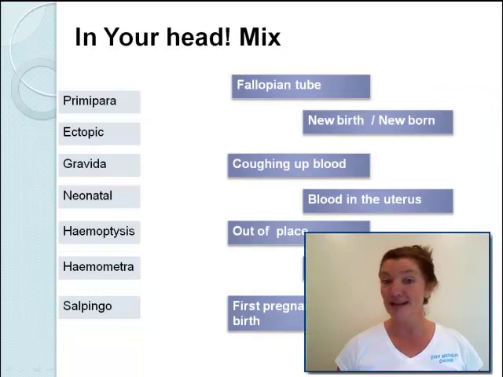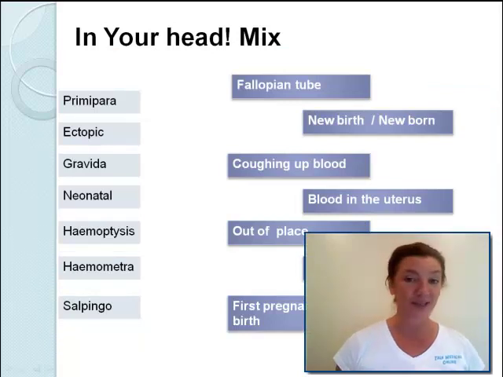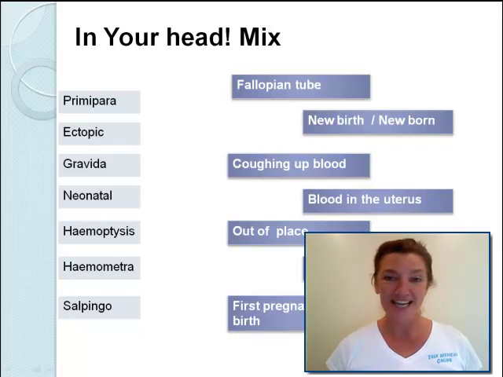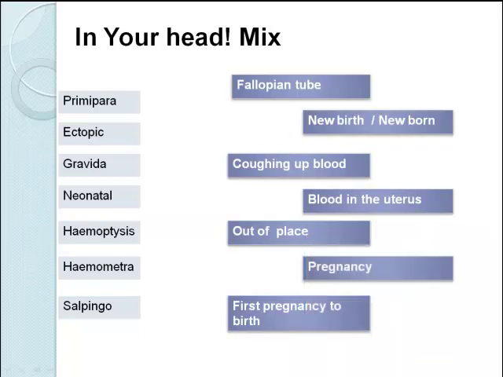It's time for In Your Head, and this is a real mixed up head one, this one. So let's have a look at the terms on the right hand side. Primipara, ectopic, gravida, neonatal, hemoptysis, hemometra, salpingo. Have a think about them and see where you think they match up on the right hand side, and in a minute I'll click my magic button and they will slide into place.